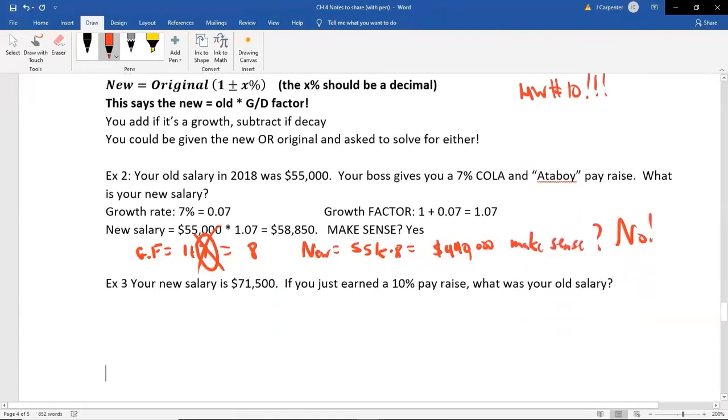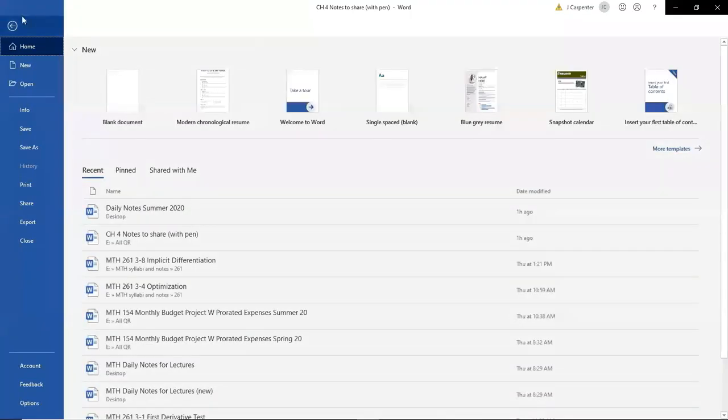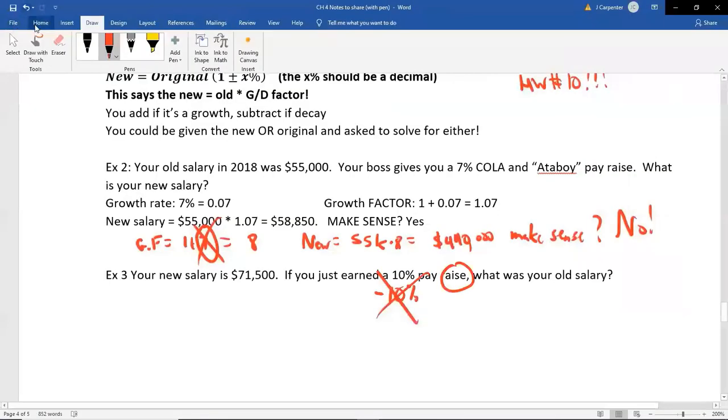This is the number one mistake that people make on this problem. The number one mistake is they say, okay, because we're working backwards, let's call this a minus 10%. No, that is wrong. Because we earned a raise, it doesn't matter if we're moving forward in time or backward in time, this is still a positive value. This is a positive 10%. That is still a plus 10%.